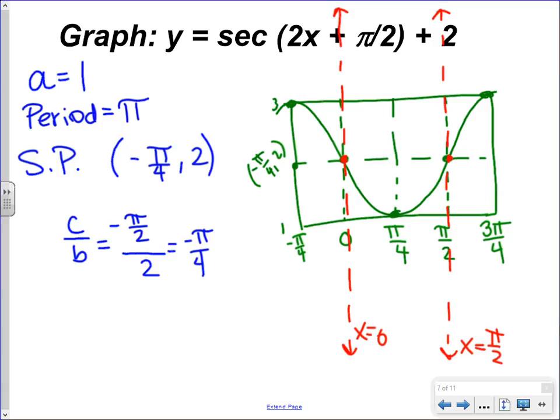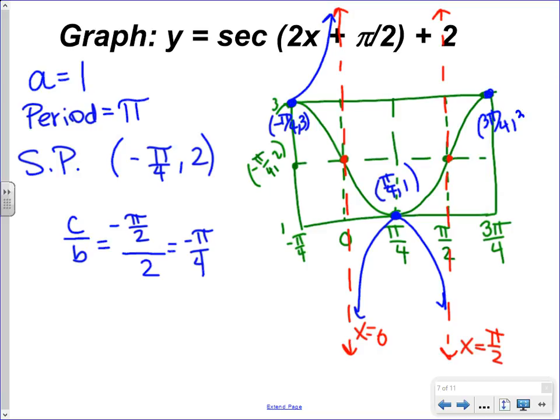Okay, then we'll draw in our u's. So this one right here, we have a point at pi over 4, 1, and we'll draw our u down, approaching the asymptotes. Here we have a point at negative pi over 4, 3, and we'll draw in our u, or half of the u, whichever you prefer. And then we have another point here at 3 pi over 4, 3, and we'll draw that u in.